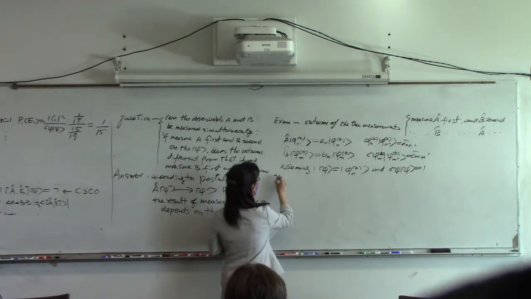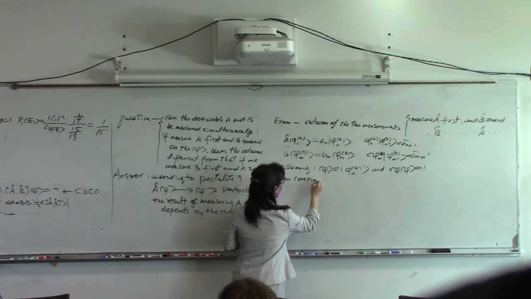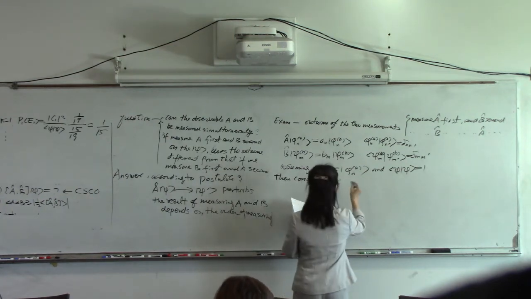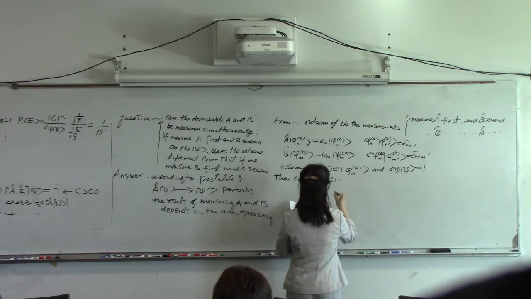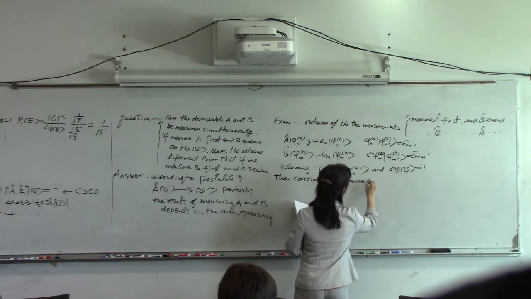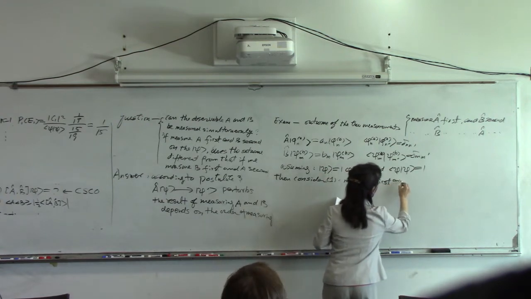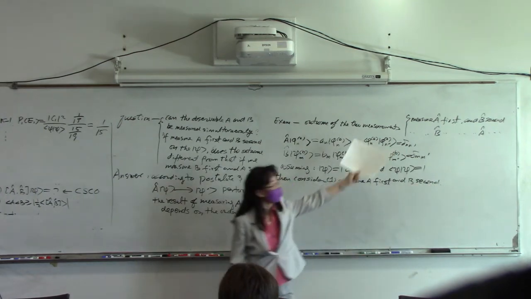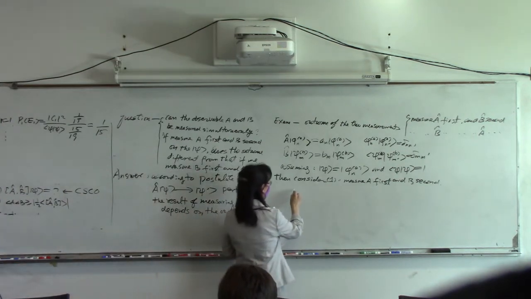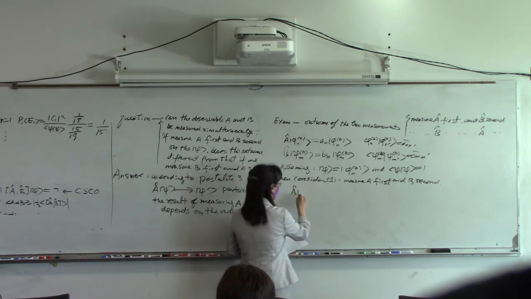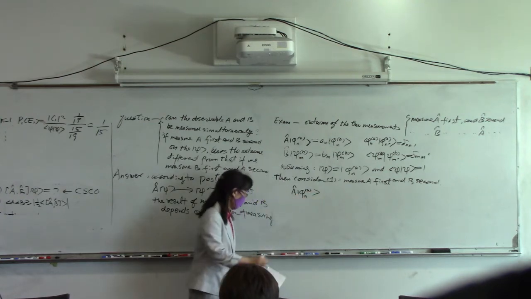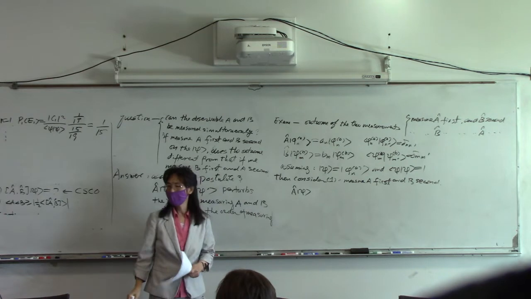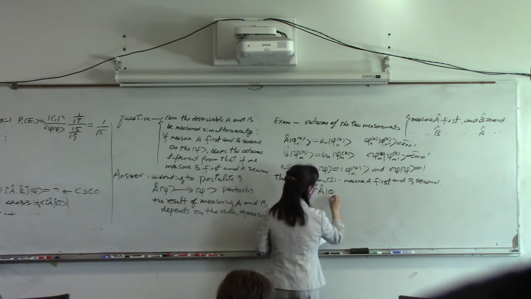Okay, then let's consider the first case: measure A first and B second. What will happen? Now A measures its state, and this state is nothing but one of the eigenstates of A.